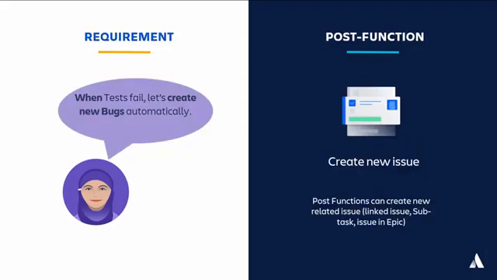Again, don't be fooled by the word when. This is not a validator, but a post function, required because we need to do post-processing to create new issues in Jira. To achieve this, we can add the create a linked issue post function, which allows you to create new issues, copy fields from the original to the new issue, and connect them with an issue link.